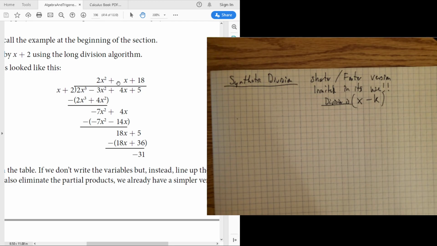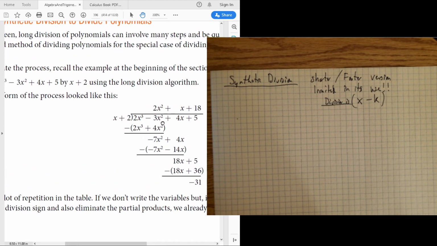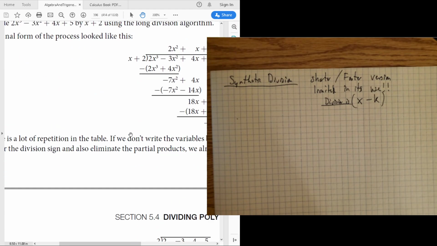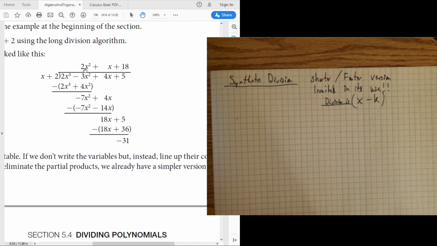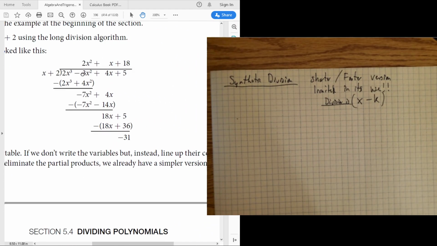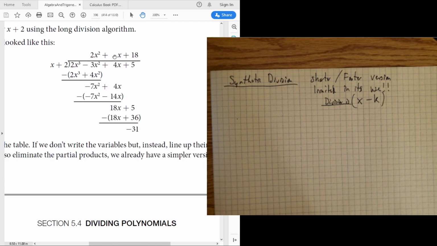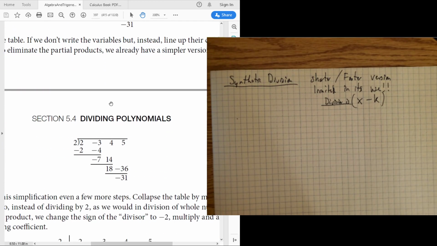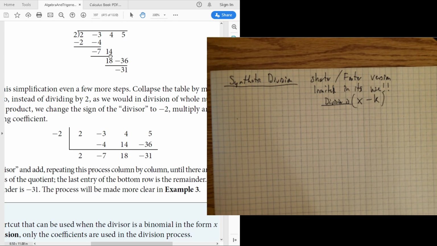Oh, there appears to be something missing here. So here, there should be a 7 here. If we take 7 times x, we get 7x. That's so weird. Ah, there's an error in your textbook. Ha ha ha ha. I love finding errors in the textbook. This should be minus 7x. And in fact, if we look down here, it actually is minus 7x. But we'll get to that in a second.